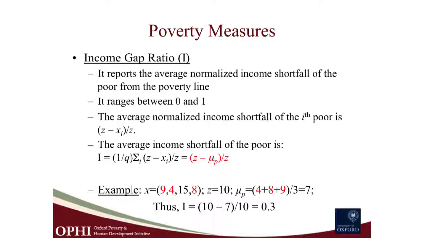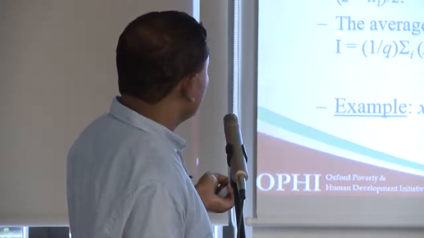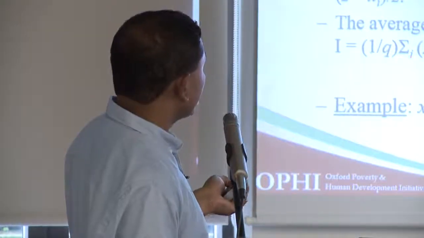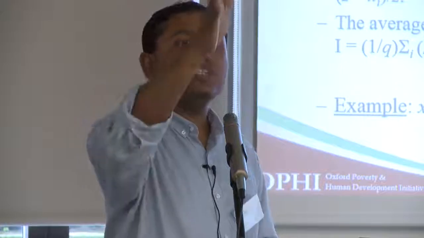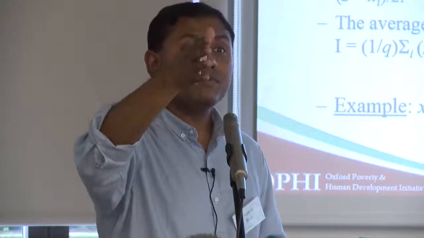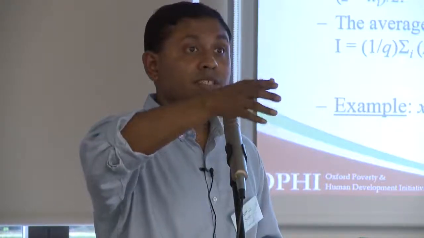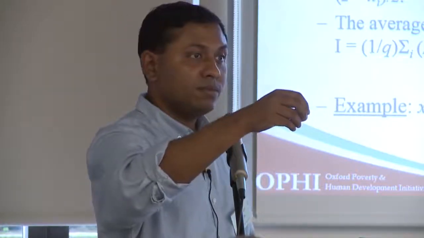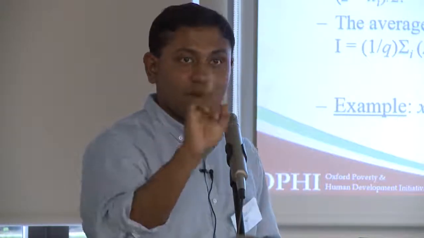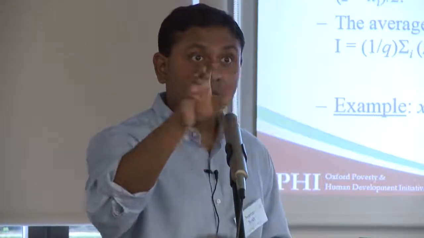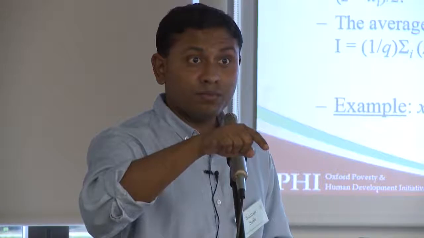So let's take the example over here. Let's go through point by point. The average income gap is the average of all income gaps of the poor. Suppose you have a poverty line of 10 and a poor person has an income of 5, the normalized poverty gap is 10 minus 5 divided by 10. How far you are from the poverty line. So you are looking at the gap, which the headcount ratio doesn't do. So if a poor person's income increases from 5 to 6, the normalized gap falls from 0.5 to 0.4. Right?